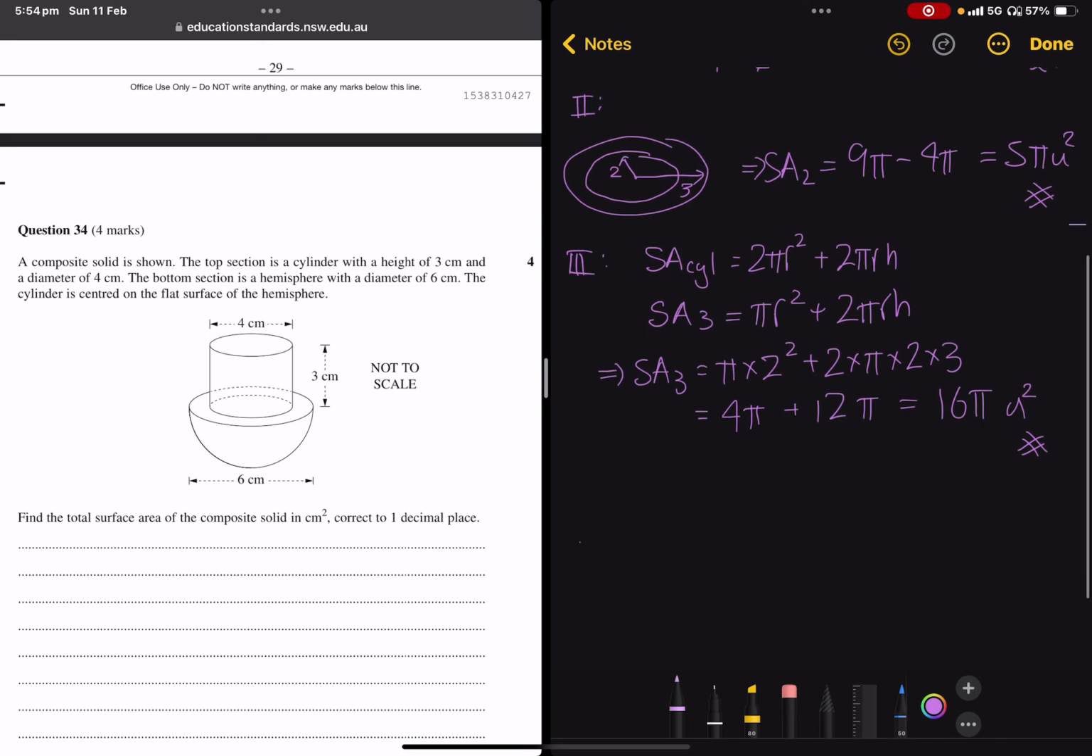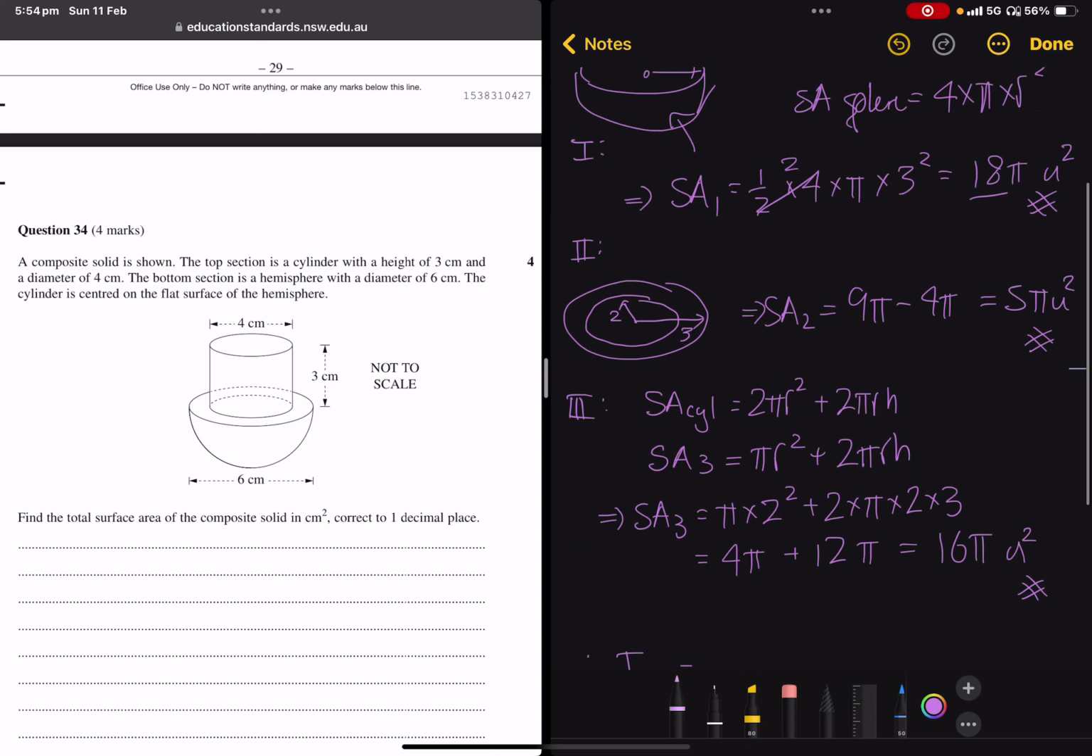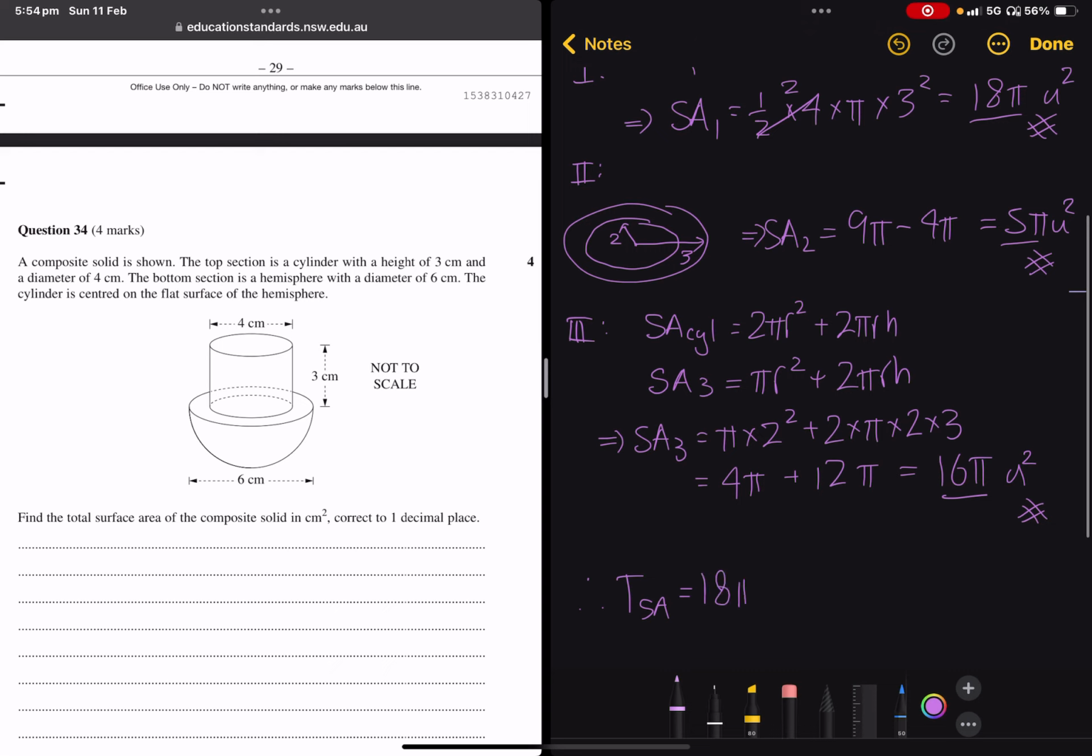So therefore, the total surface area will be the sum of all three of these. 18 pi plus 5 pi plus 16 pi. 18 plus 5 is 23. 23 plus 16 is 39. So this is 39 pi.